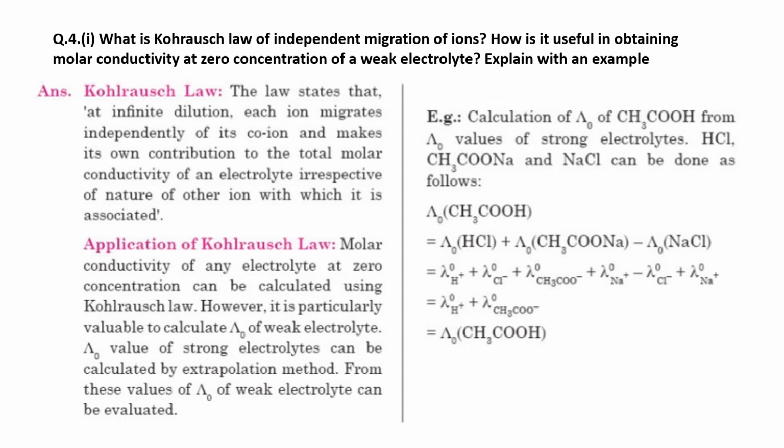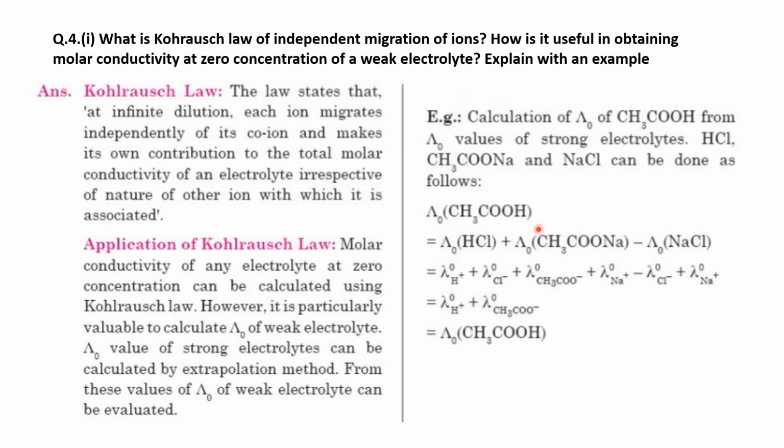Lambda 0 values of strong electrolytes can be calculated by the extrapolation method. From these values, lambda 0 of a weak electrolyte can be calculated. Example: calculation of lambda 0 of acetic acid from lambda 0 values of the strong electrolytes HCl, sodium acetate (CH3COONa) and NaCl (sodium chloride) can be done as follows. Lambda 0 means molar conductivity at infinite dilution.